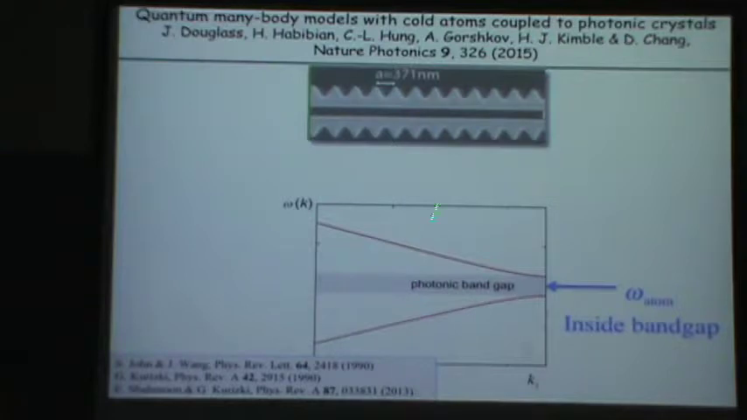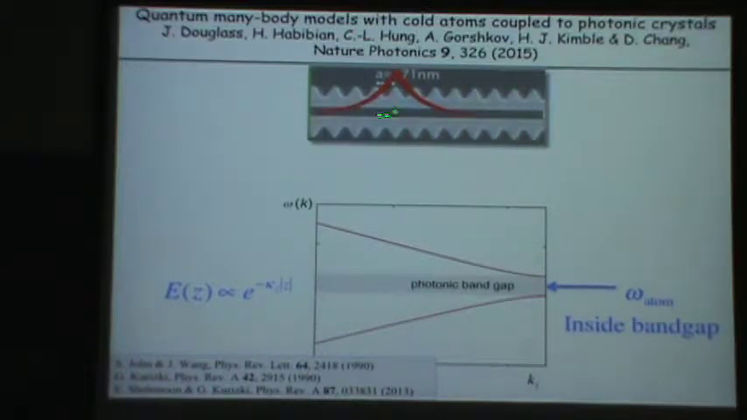Okay, let's look at another regime. Here's a photonic crystal, just for cartoon purposes. Let's build the structure so that the atomic frequency ends up inside the band gap. It's cesium, I told you that at the beginning. That seems kind of dumb to do because fields don't propagate inside the band gap. And so, what happens to the atom?